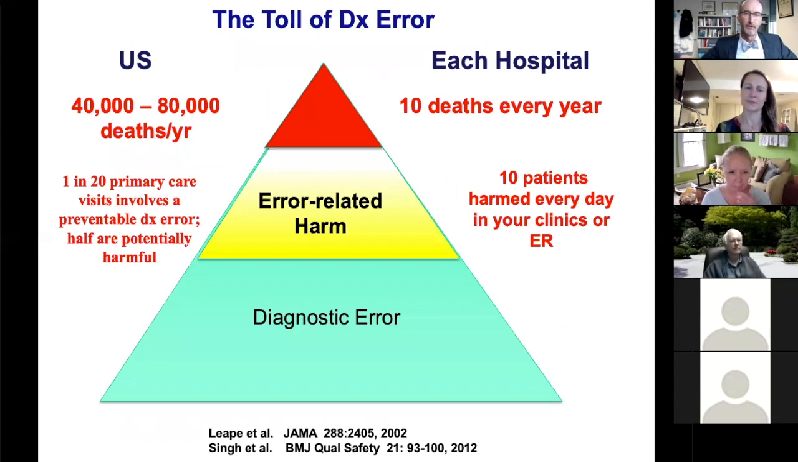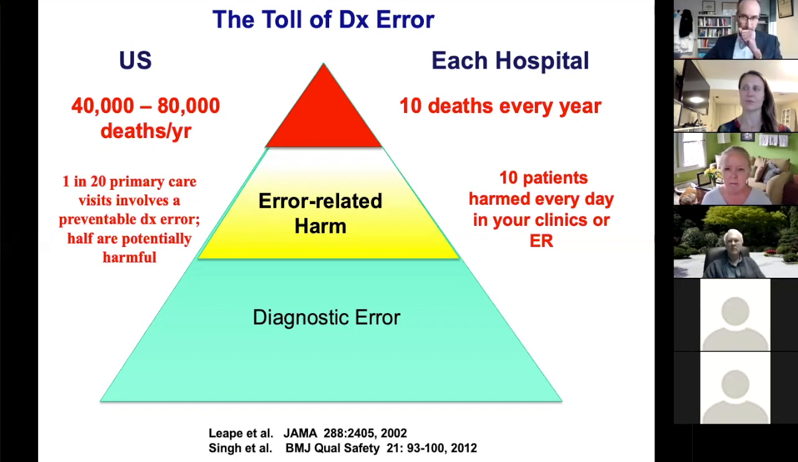So just a little bit about what we know about the toll of diagnostic error. If you look on the left, there's perhaps 40 to 80,000 deaths per year in the United States from diagnostic error. And research that I did with Hardeep Singh in the outpatient setting suggests about 1 in 20 primary care visits involves a preventable diagnostic error. And on the right of this slide, there's estimates that in each hospital, there are probably 10 deaths on average every year related to diagnostic error. Lots of harm, lots of diagnostic errors that don't cause physical harm as well.